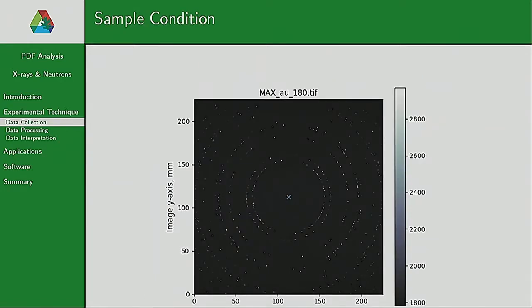And this is a typical single crystal pattern. And so we can also look for powder diffraction. In that case, it will be rings instead of different dots.